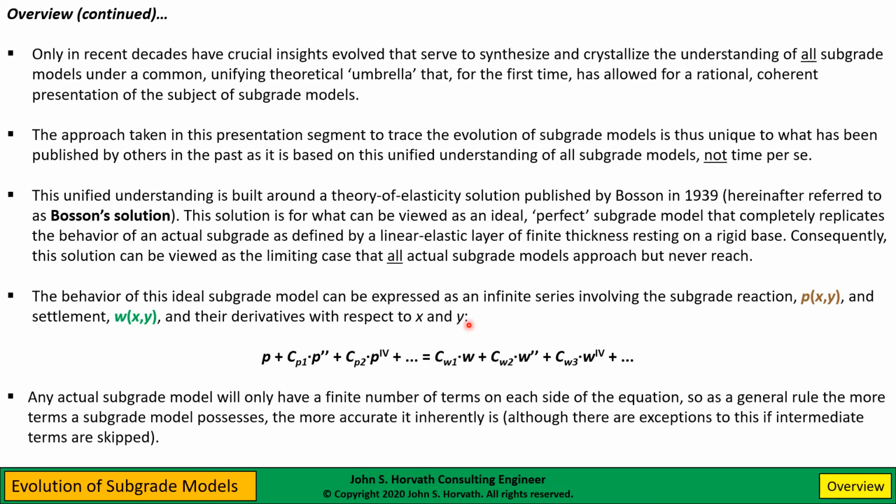Now, in reality, an actual subgrade model will only have a finite number of terms on either side. So as we're going to see, the way to basically categorize or rank subgrade models is by how many terms on each side of the equation they use. Now, in general, I think you would agree that as with any infinite series, the more terms you retain, the more accurate the answer or solution. And this is true, but there are going to be some exceptions. We're going to see that there have been some subgrade models that people have dreamed up that unfortunately skip over intermediate terms. So it's unclear whether they're really better or not.